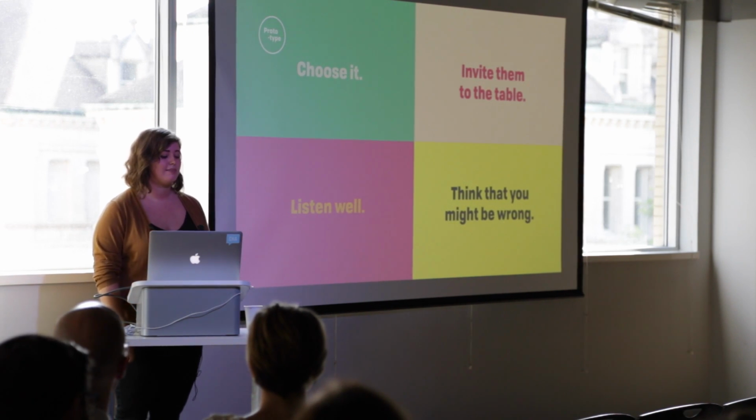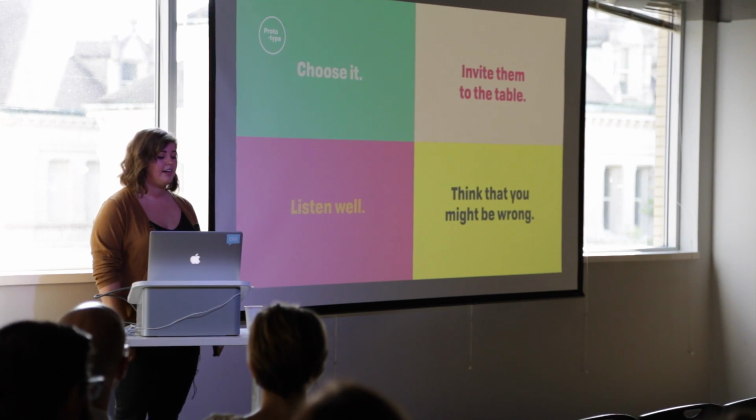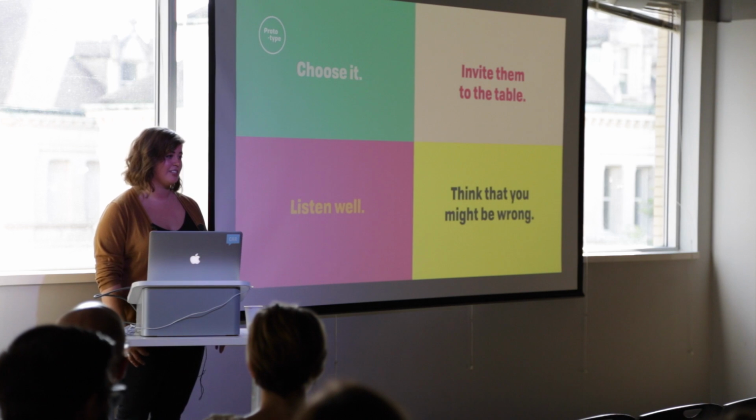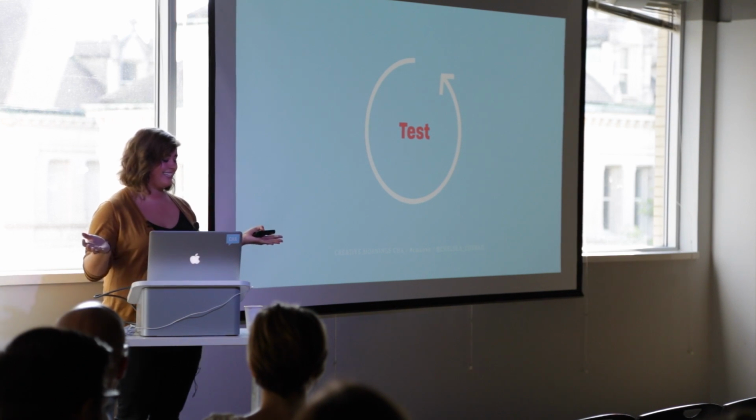Next, I think we have to invite them to the table as equals and listen well. And finally, I think we have to set aside our assumptions and think for just a minute that we might be wrong about someone. And the final step is to test it. So I'm going to ask you to help me test it.